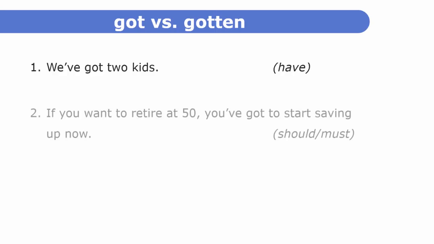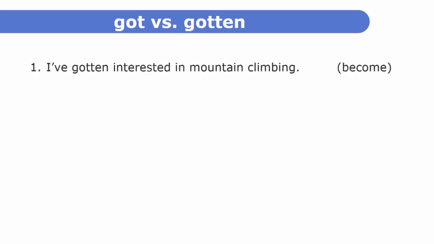And in this next example, if you want to retire at 50, you've got to start saving up now. Here, got to means must, or you should. So you should start saving up now, or you must start saving up now, can both be used in the place of got to. In our original examples, here's the first one.